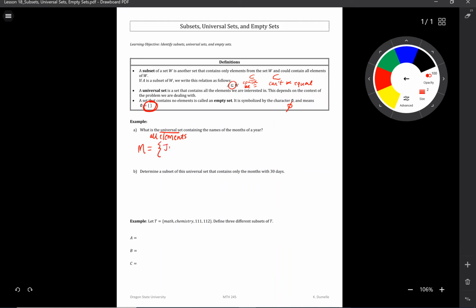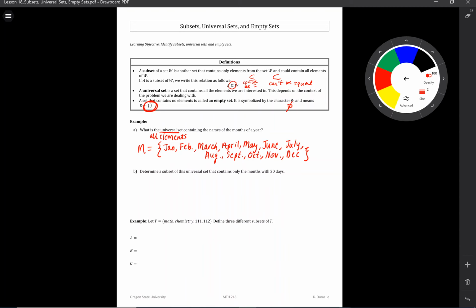So we have January, February, March, April, May, June, July, August, September, October, November, December. So this is the universal set that contains all of the names of the months in the year.